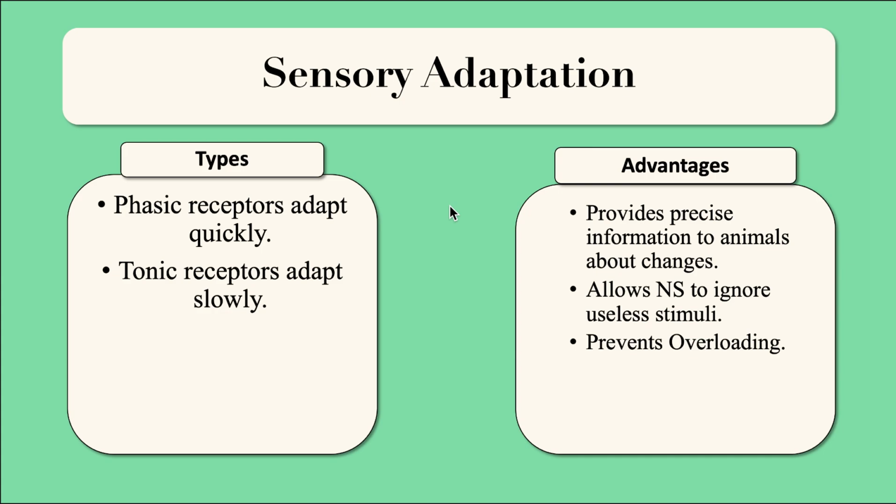What are the advantages of adaptation? The first advantage of adaptation is it provides precise information to animals about changes. What this means is there are going to be scenarios where you have to focus on something and filter out all the other excess information. Adaptation is very important in such a scenario. It helps you to focus because you don't have to pay attention to every detail around you. Your body has an inbuilt system that removes all the other excesses. It allows the nervous system to ignore useless stimuli.